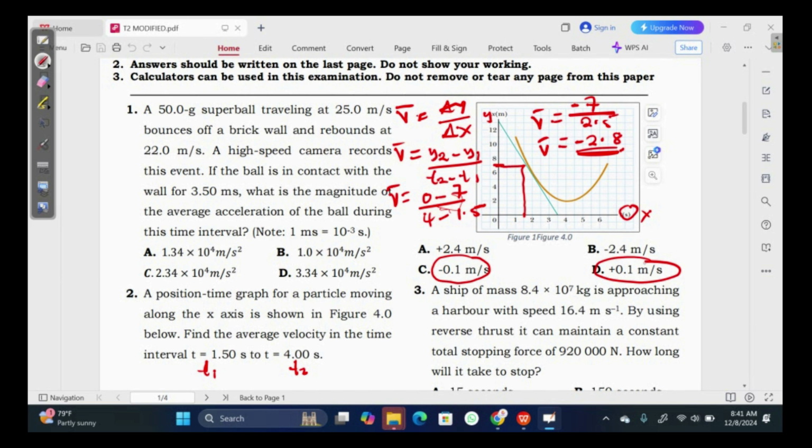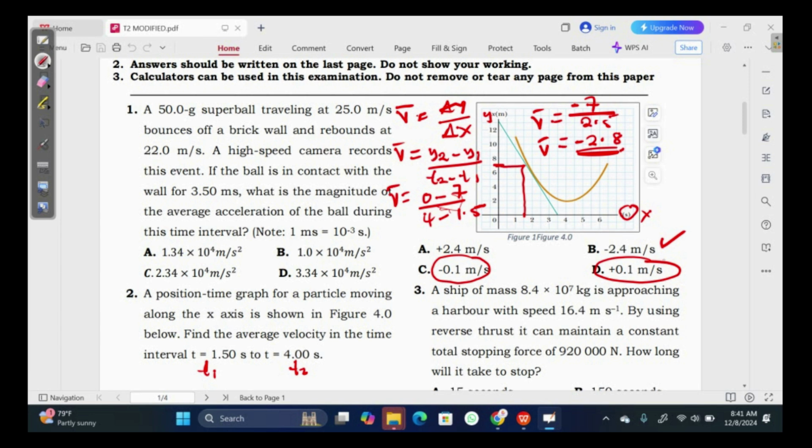So the number which is near 2.8 is 2.4. So 2.4 over 2, the positive one and the negative one. We can clearly see that we have found negative here. So therefore I'll go with B. So that's how we find these things.